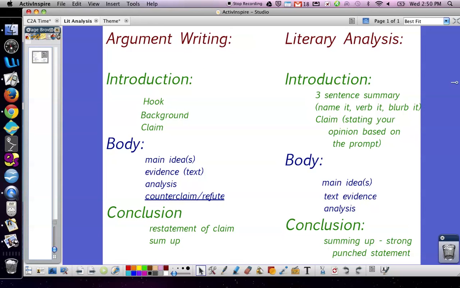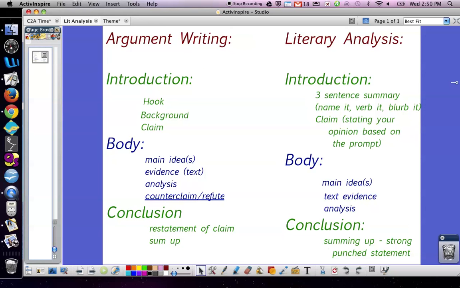All right, like argument writing, your next section is going to be a body paragraph. And your body paragraph is going to have the same types of things as the body paragraph in argument writing. If you have a single body paragraph, you'll have one main idea. If you have multiple body paragraphs, each paragraph will have a main idea in it. You are going to have text evidence, and in this case, you are going to be using text evidence. You're not going to be using any evidence from an experiment or anything else. You're going to have text evidence. And it's also going to contain an analysis.